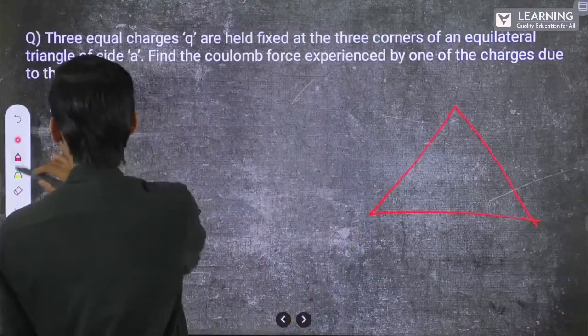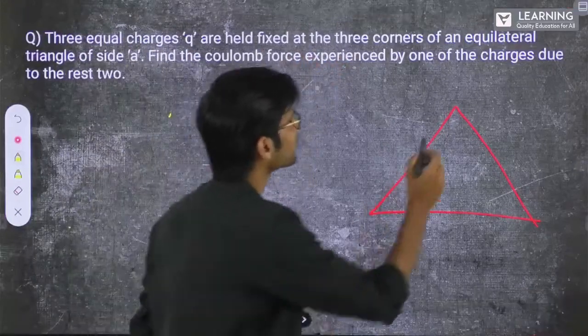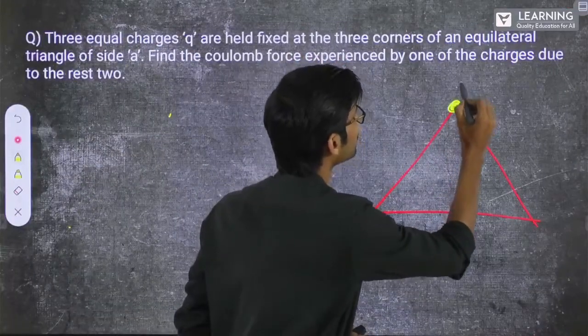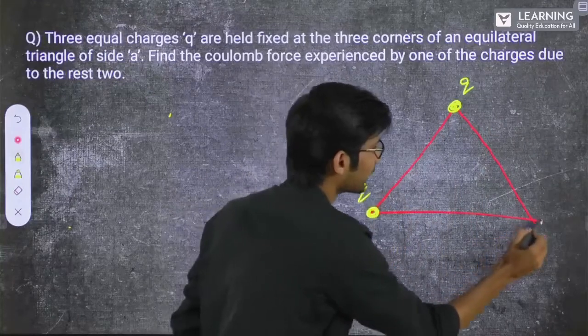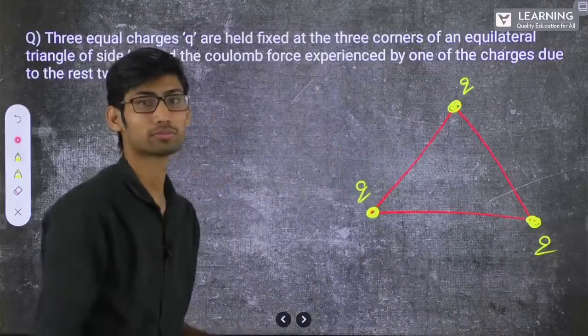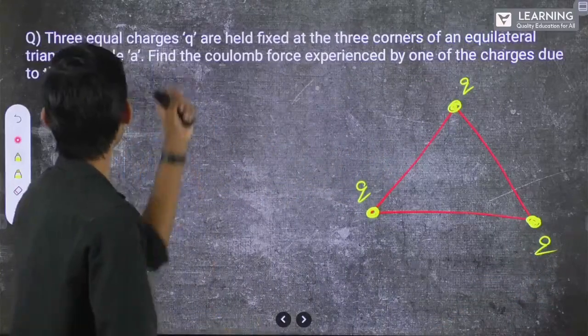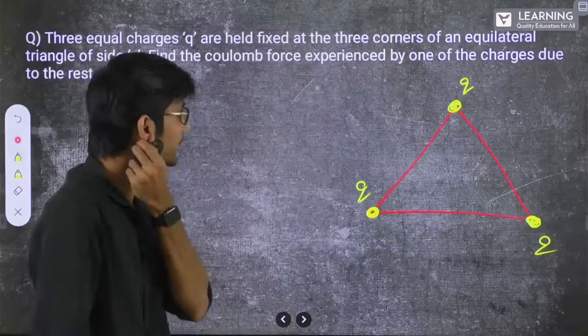So, three equal charges Q are held fixed at three corners. One corner is this, Q; one corner is this, again Q; and one corner is this. The charge is Q. Now, find the Coulomb force experienced by one of the charges due to the rest two.